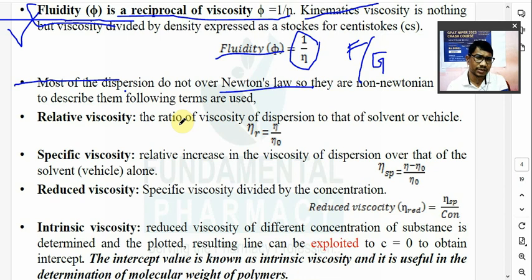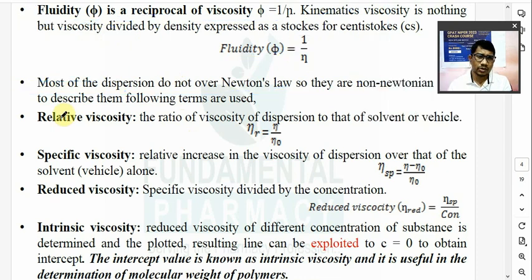Most of the dispersions do not obey Newton's law, so they are known as non-Newtonian liquids. Now viscosity is the term used to describe the flow of a Newtonian liquid. जो Newtonian liquid है which obeys Newton's law, to express them viscosity is the term. So viscosity is the term to describe the flow of Newtonian liquid.